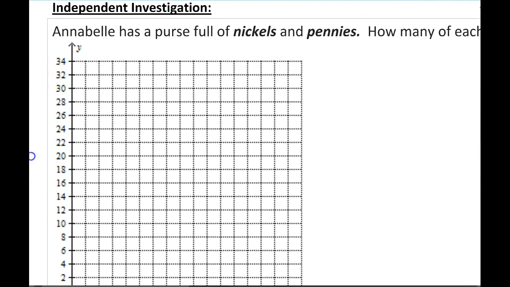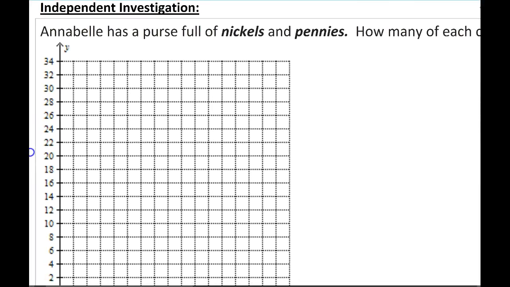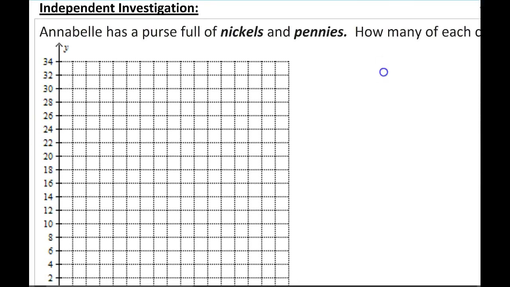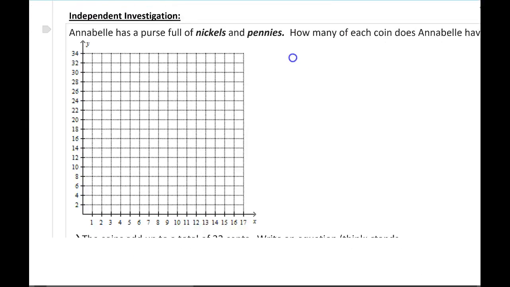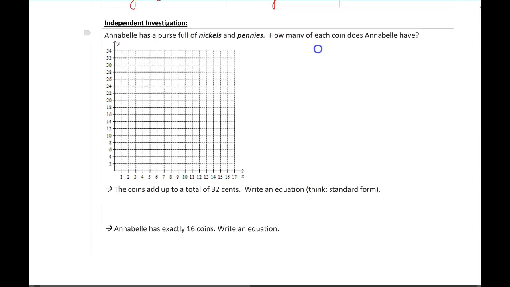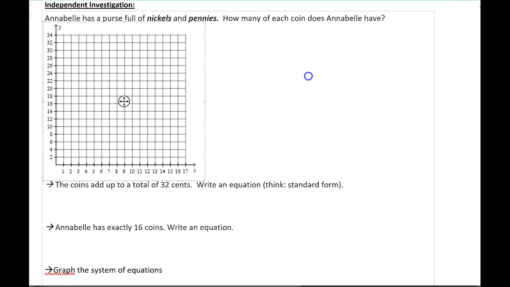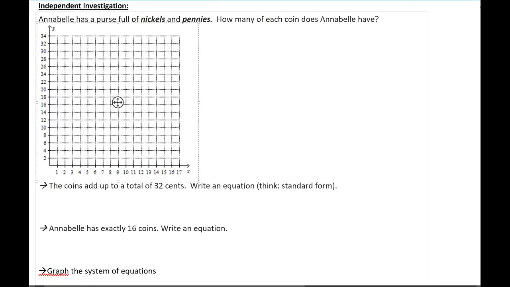All right. So, as we talked about, standard form is actually much more useful for describing real-world situations. So we are going to help out Annabelle with her purse full of nickels and pennies. I realize this is not the most interesting story problem I could have come up with, but it pretty well illustrates why this is useful. So as we're going through, we're going to take a couple quick notes, as we always do, make sure that we understand exactly what it's asking here.